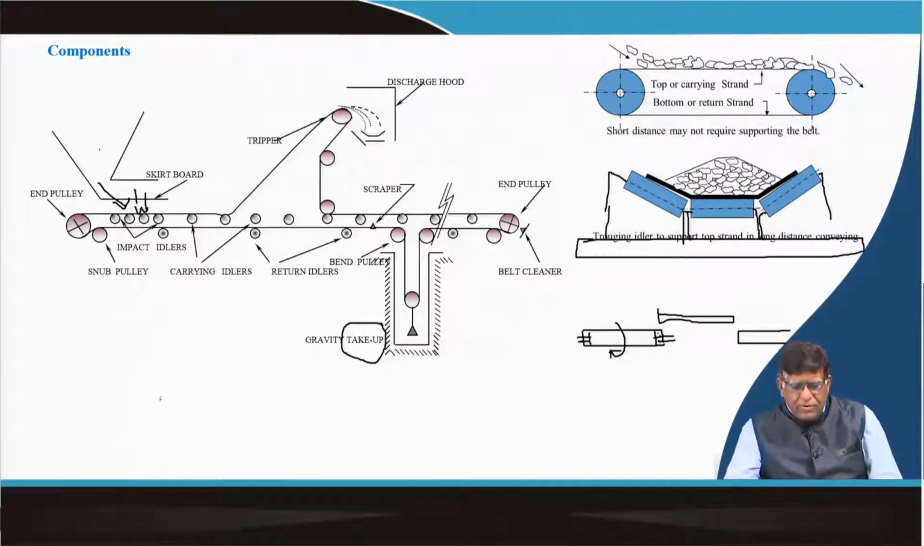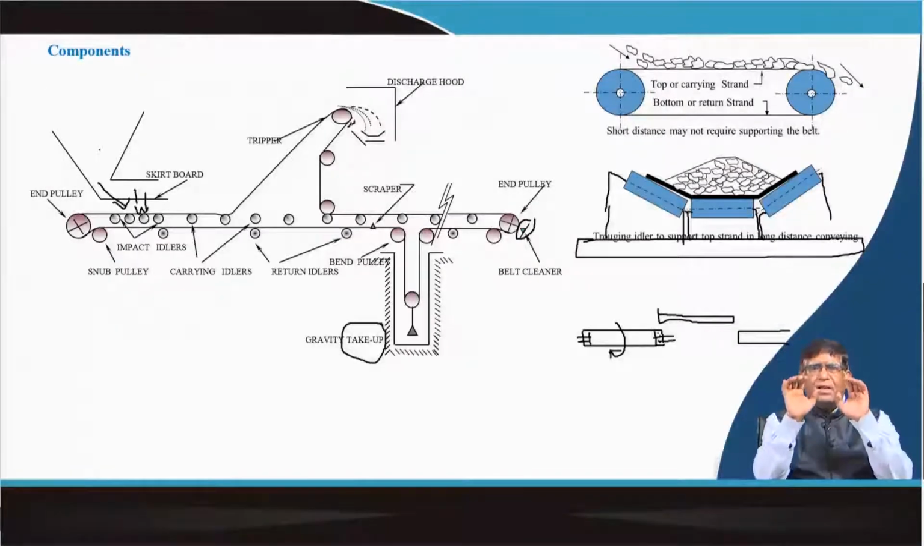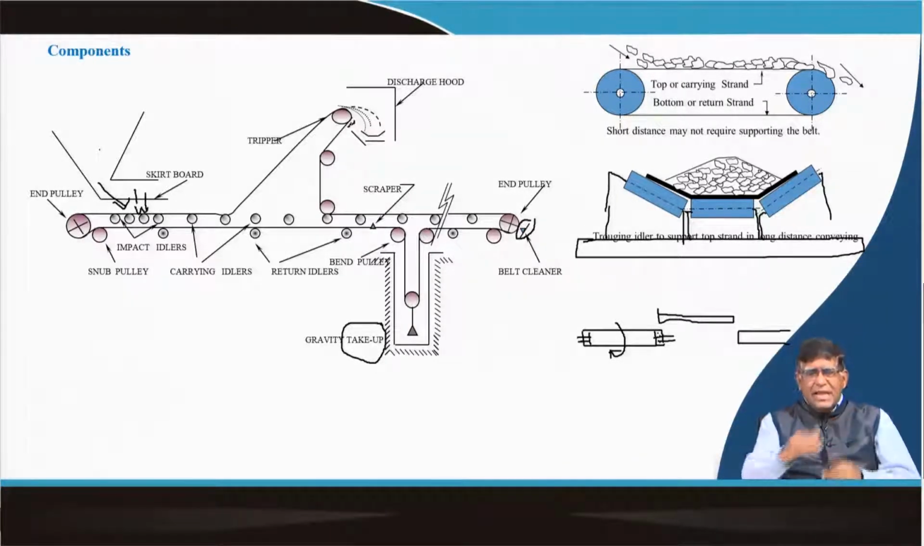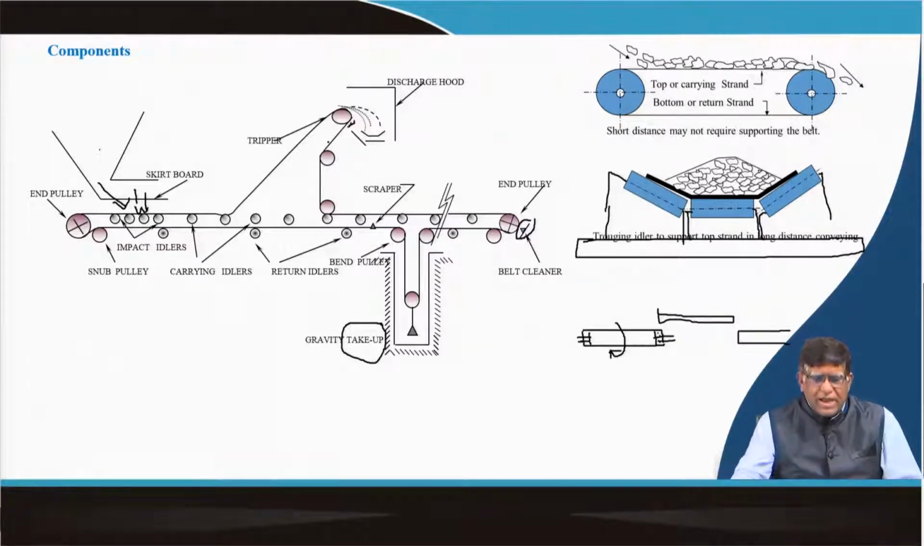Then at the end, you note here there is a belt cleaner. That means when this material is coming up, sometimes we can keep a cleaner here also. That cleaner will be just like a brush, so that after discharging, the conveyor belt is given a brush. So, this side, the whole material will be placed over here.